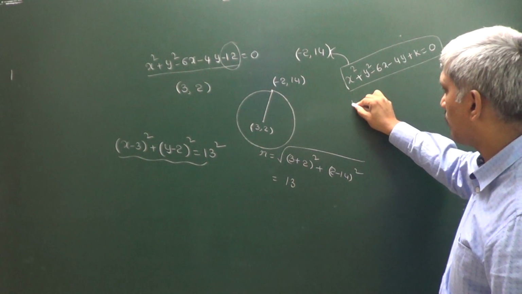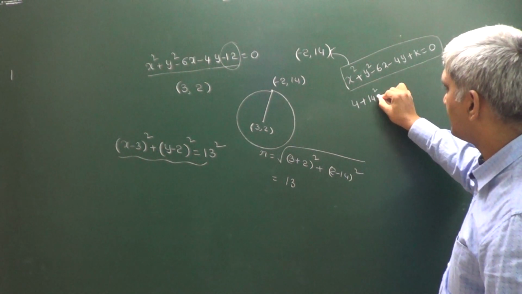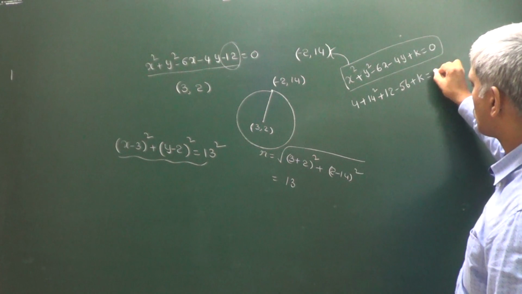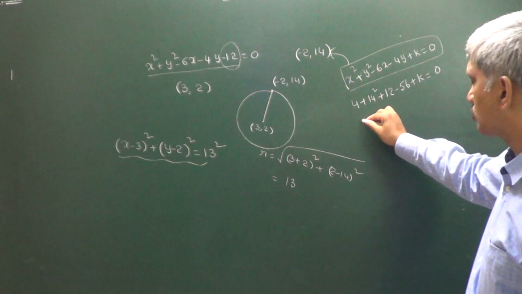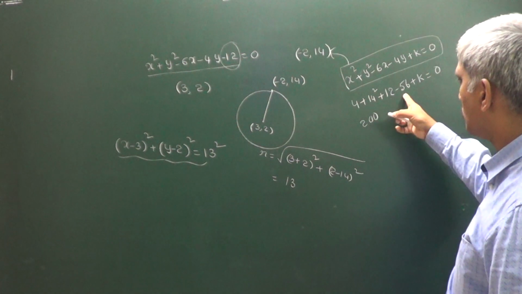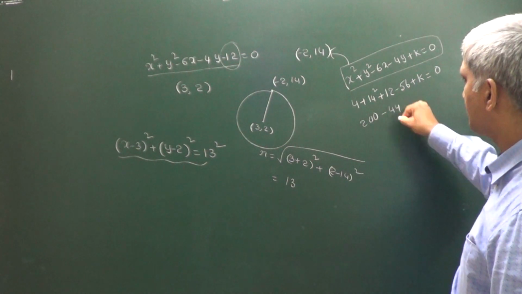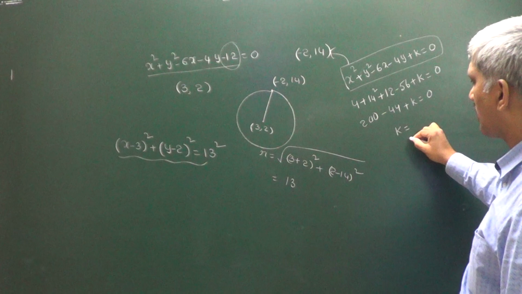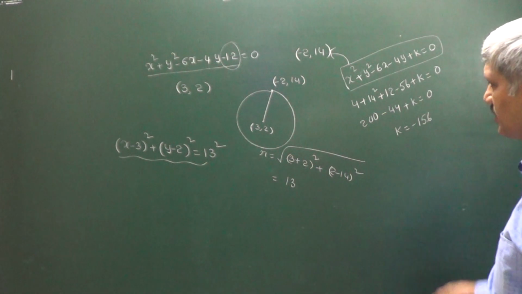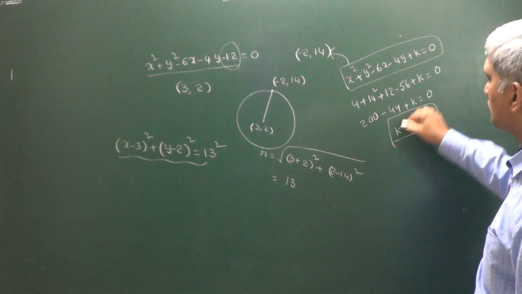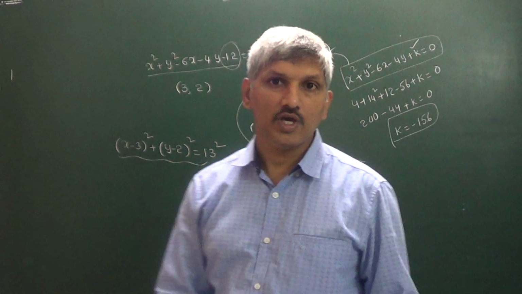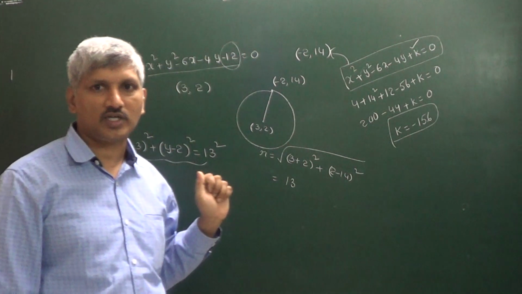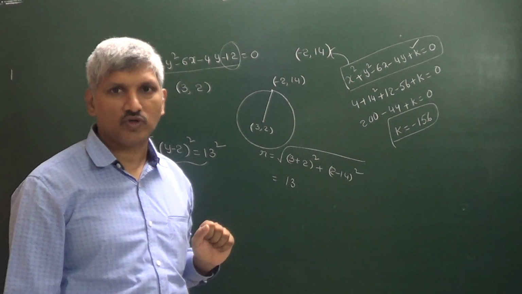Then what happens here? 4 plus 14 square, plus 12 minus 56 plus k equal to 0. Now this is 200, so 200 minus 44 plus k equal to 0. Therefore we get the value of k equal to minus 156. Substitute the k value here and you will get the required circle equation. It is the same circle as the one we got before. These are two different methods to approach the same question.